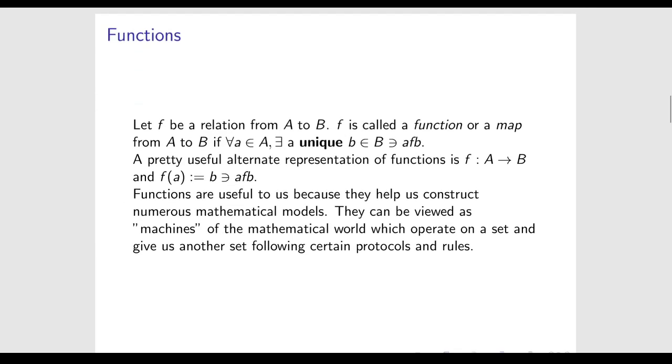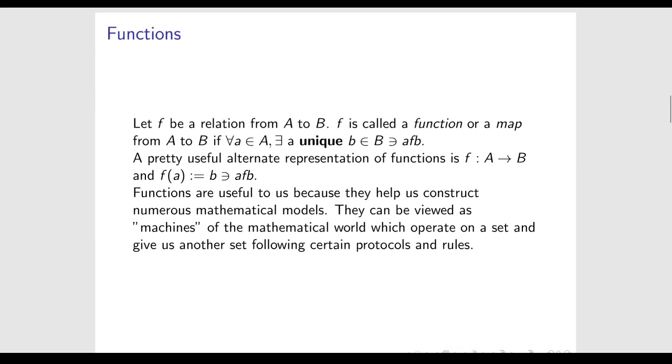Now let us consider some special types of relations. Functions. Let f be a relation from A to B. f is called a function or a map from A to B if for all a in A there exists a unique b in B such that a is f related to b. A pretty alternate representation of functions is f from A to B such that f of a is equal to b, that is, a is f related to b.